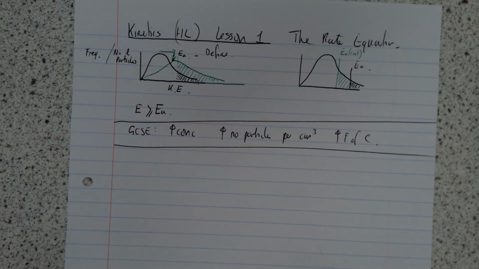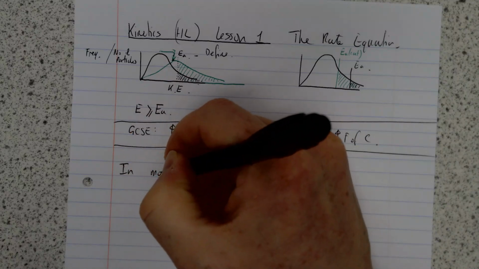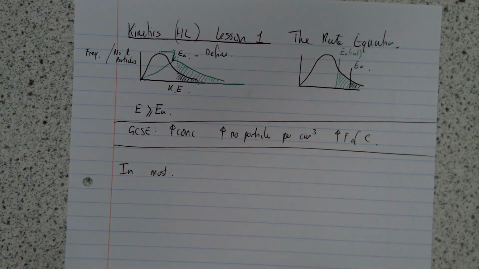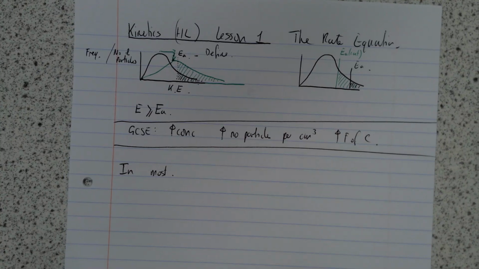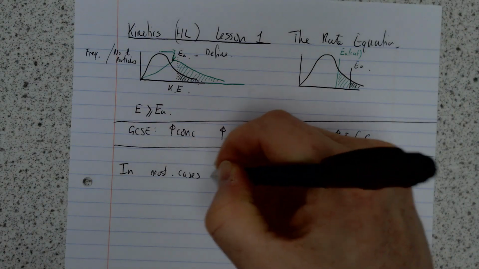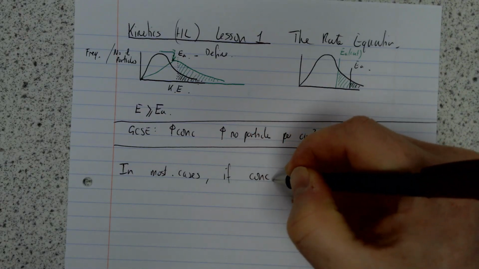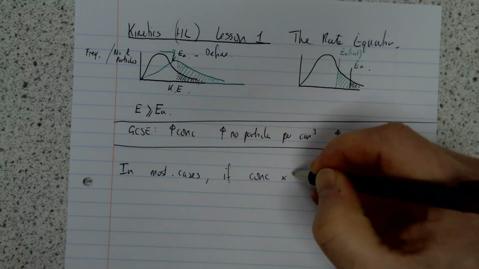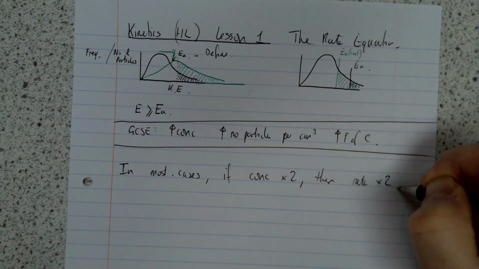So in most cases, it's fair to say, you do get that going on, and you do get a directly proportional relationship. So if you double the concentration of something, you double the rate. So let's say in most cases, if the concentration doubles, then the rate doubles.